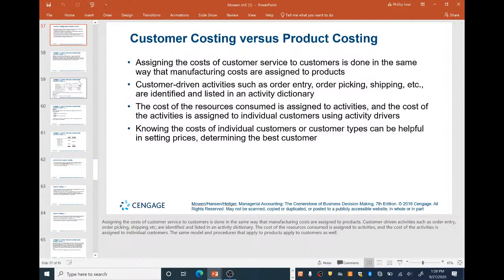The cost of the resources consumed is then going to be assigned to the activities, and the cost of the activities is going to be ultimately assigned to the individual customers by using activity drivers. So once again, we're going to do the same thing here. It's all tied down to this activity driver, with a direct correlation between the two activities that we're measuring. Knowing the cost of individual customers or customer types can ultimately be helpful in setting prices and determining the best customers.